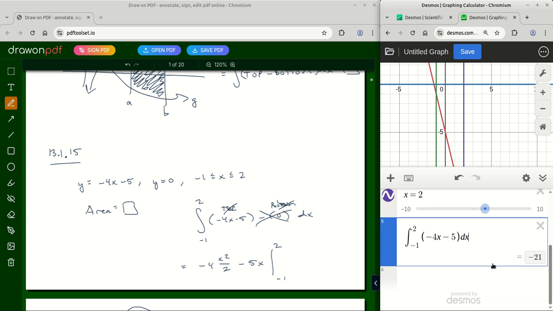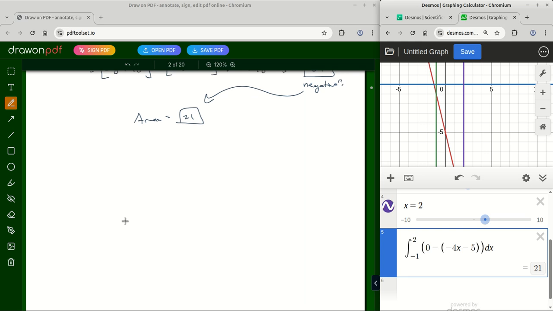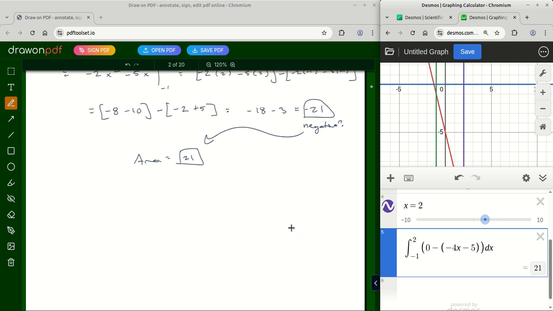Yeah, I would just have to flip it. To make it positive, I could just do this instead and see how they've got a positive. 0 minus this amount. Top minus bottom. Okay, cool. There we go. Let's do some more.